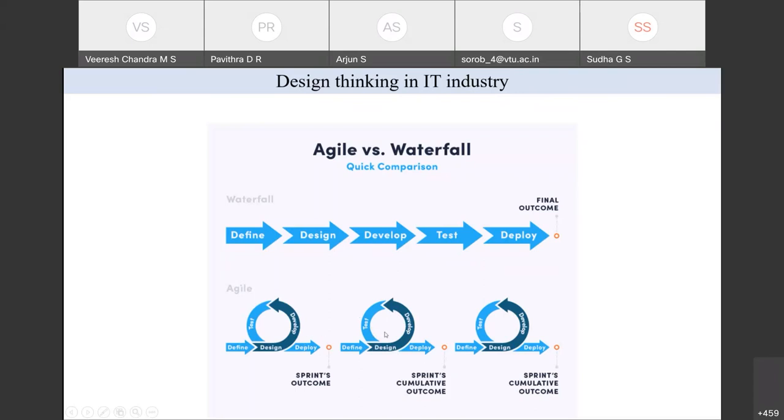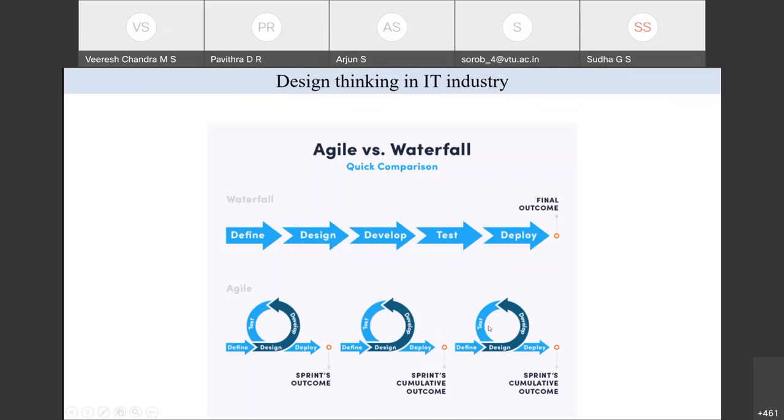First plus second sprint, the cumulative outcome of both the sprints. Then this cumulative outcome is presented in front of the customer. If he has any feedback, good feedback, bad feedback, whatever it is, he will give. If there are some changes to be made, they are incorporated again in this cumulative outcome. And then the next sprint is formulated and processed. So in the next sprint, finally, we get the cumulative outcome of sprint 1, 2, and 3.